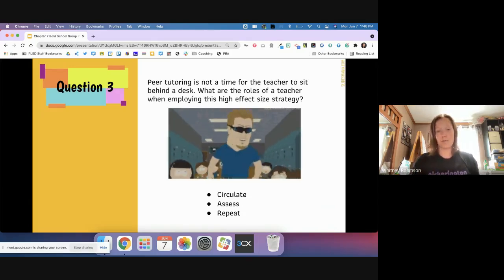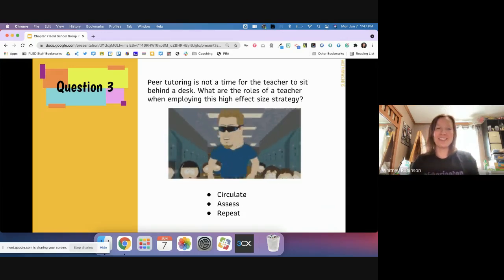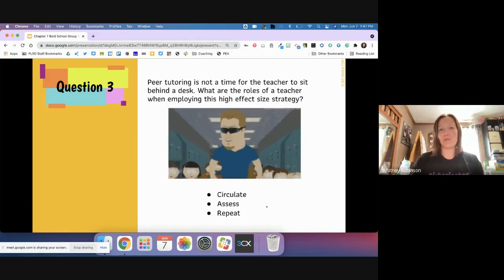Use it as an opportunity for formative assessment. Make sure the kids are on task and on topic. Keep moving them around because it's individualized time. Thank you for that. Really, that's what it breaks down to. Circulate, assess, and repeat. And you're assessing in many ways.